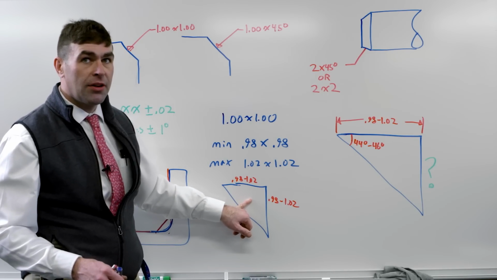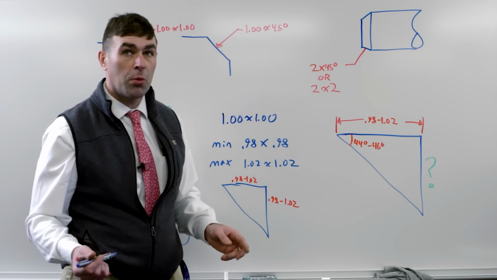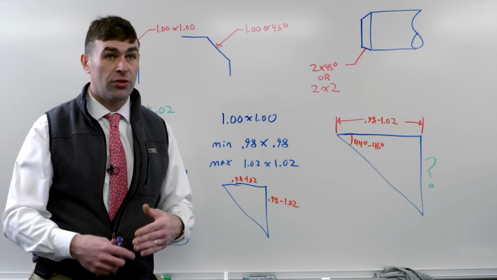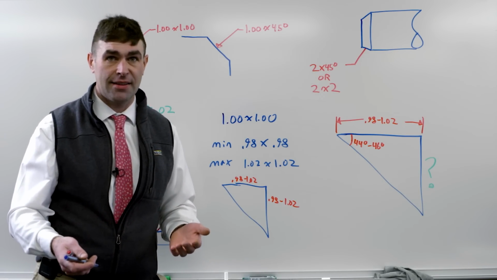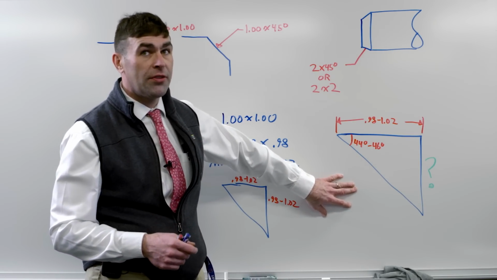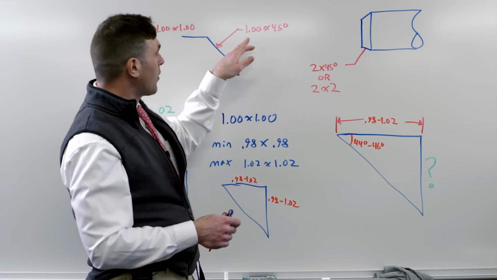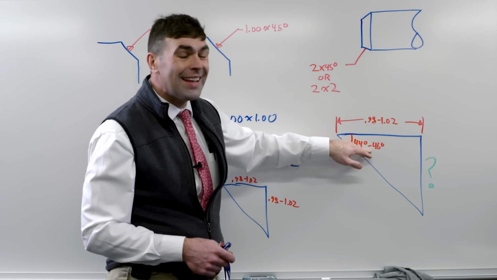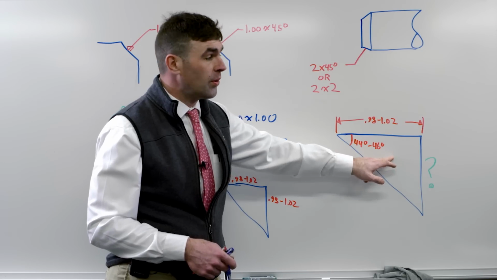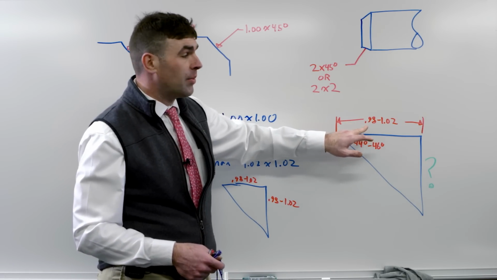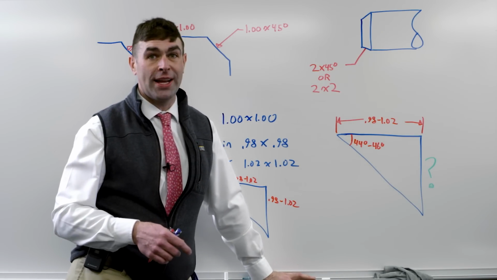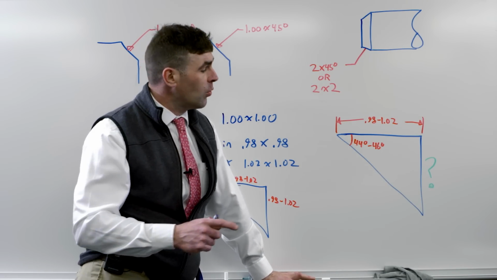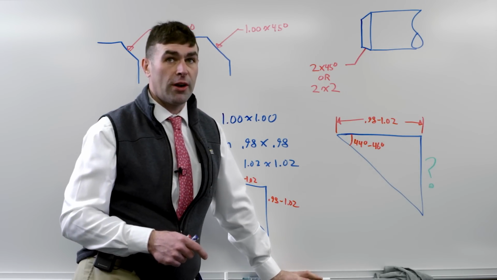I said we can get any combination of these, right? 0.98 by 0.98 would be the worst case for a situation like this. We'd have to make sure our radius was no larger than 0.98. Now, the real question here, we've got this call out 1 by 45 degrees. We're saying plus or minus 1 degree, so this angle can be anywhere between 44 and 46 degrees, and the one leg can be anywhere between 0.98 and 1.02. So the question is, what's our worst case here? And that's going to be when this leg is its shortest.